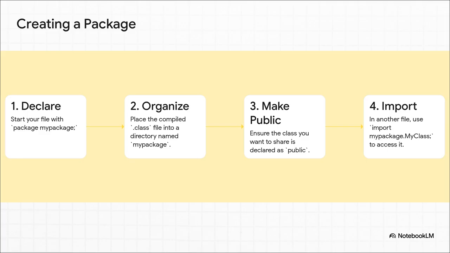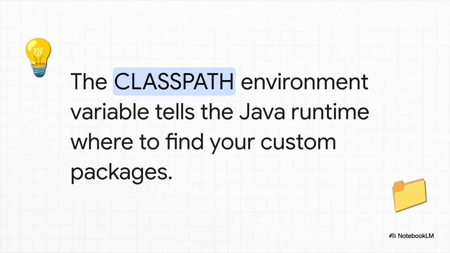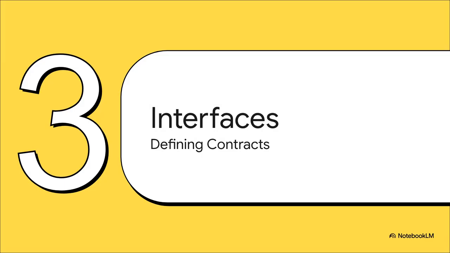And finally, you use the import statement to pull that class into any other file that needs it. And here is a classic exam day gotcha. How does Java even know where to find these package directories you've created? The answer is the class path. It's an environment variable that basically tells the Java virtual machine, hey, when you're looking for packages, start by searching in these root directories. Okay, so that brings us to our third and final layer of control.